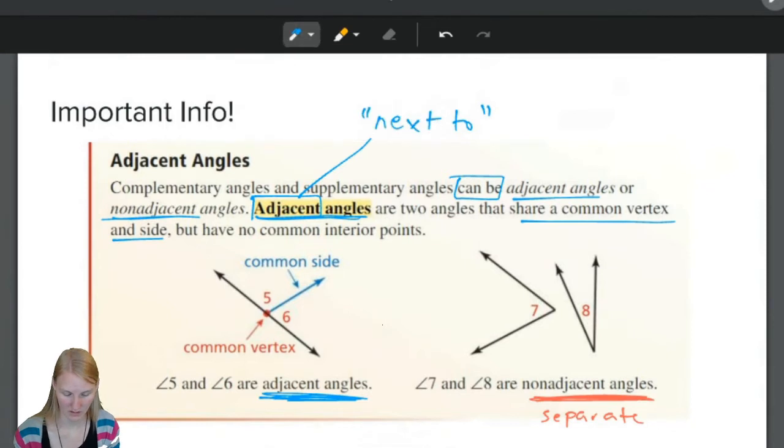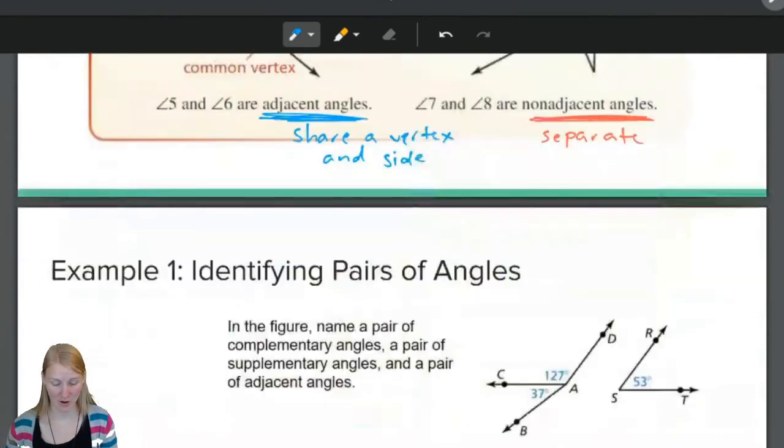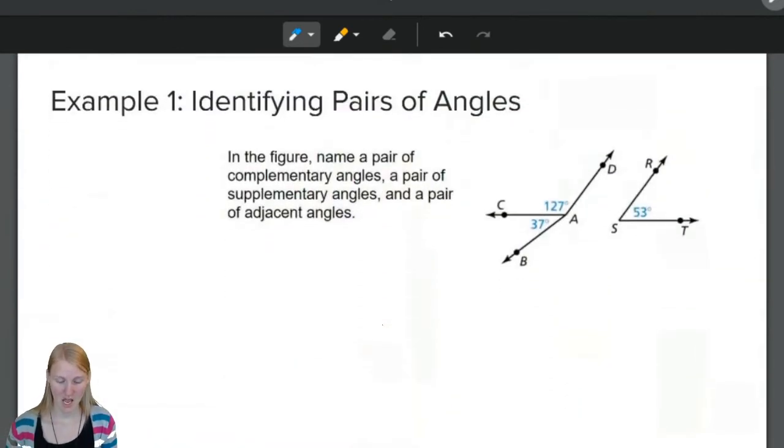So adjacent means that they share a vertex and side. Write this down with me because this is important. And you're going to see why it's important in our very next example.